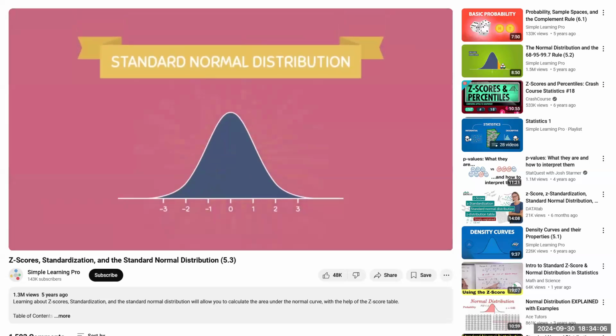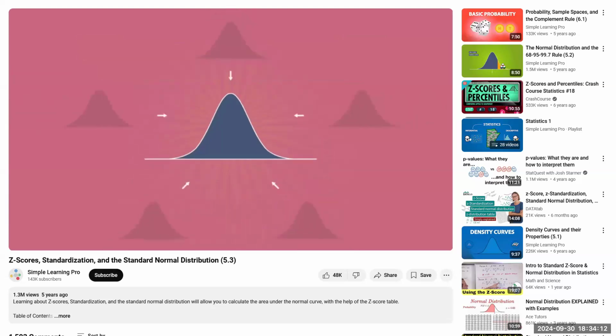The special thing about the standard normal distribution is that any type of normal distribution can be transformed into it. In other words, any normal distribution with any value of mu and sigma can be transformed into the standard normal distribution where we have a mean of 0 and standard deviation 1. This conversion process is called standardization.